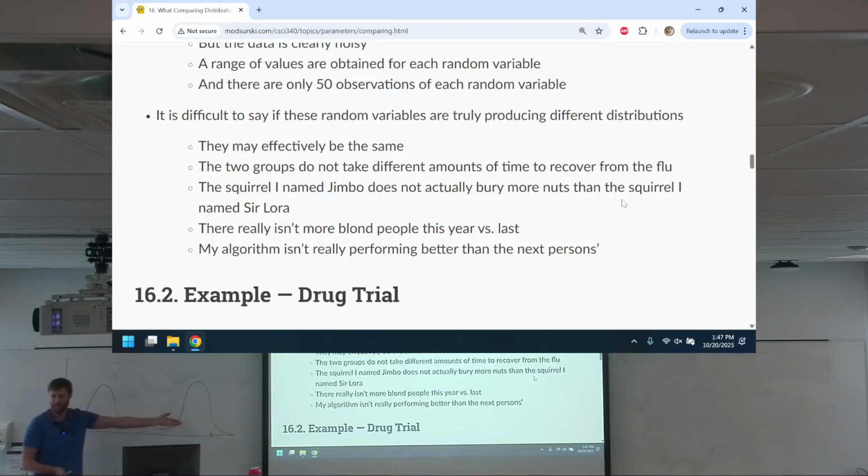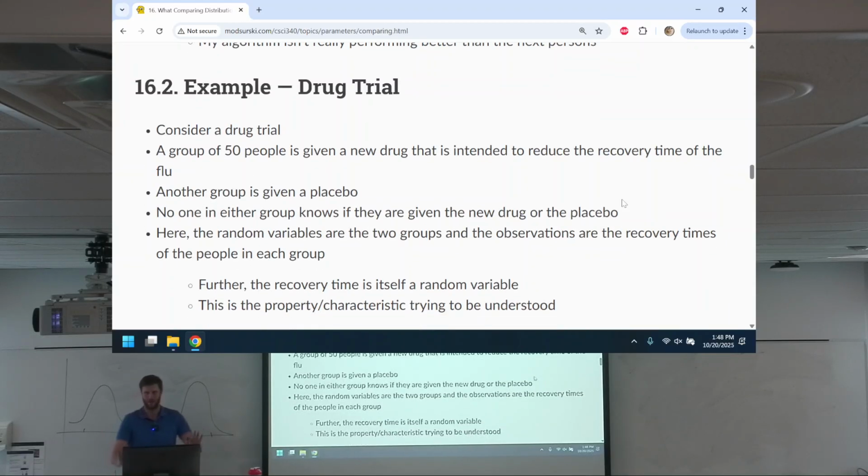Maybe the two squirrels, there's really no difference between the number of nuts that they're burying. These ones, it looks like there are, but maybe it doesn't even matter, right? There really isn't more blonde people on campus this year versus last year. Or the algorithm really isn't performing better than the next person's. Or my new crossover really didn't make much of a difference, okay? Okay. So there we go.